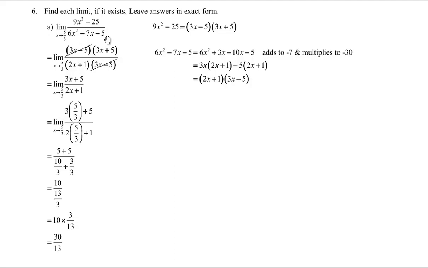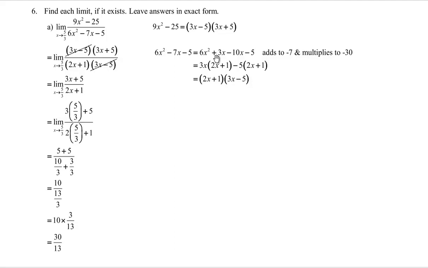The denominator is just a normal trinomial we're going to factor, nothing really special about it, but it can factor. I'm going to factor it using decomposition. I want to find two numbers that add to negative 7 and multiply to negative 30. Those numbers would be 3 and negative 10. So I decompose the negative 7x into 3x minus 10x. It doesn't matter if you want to write the negative 10x first and the 3x second. So my 6x squared goes first, then the 3x minus 10x, and the minus 5 at the end.